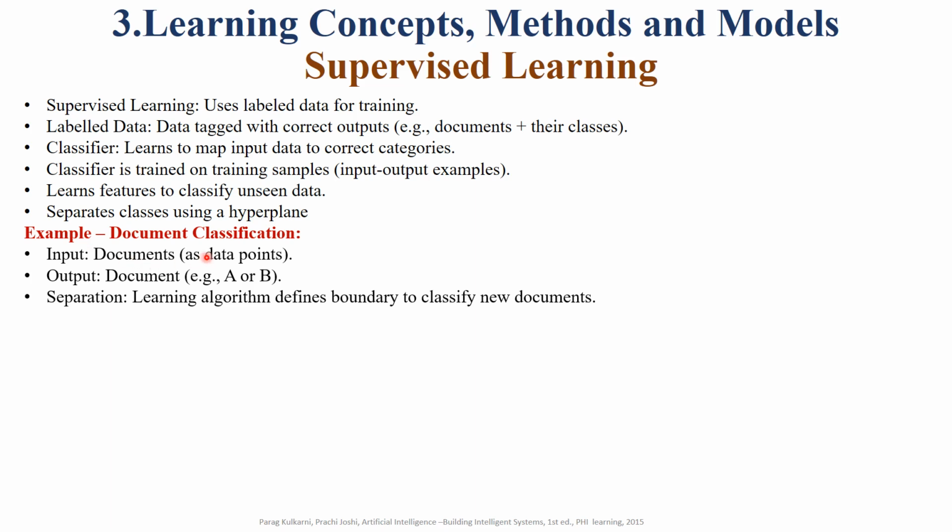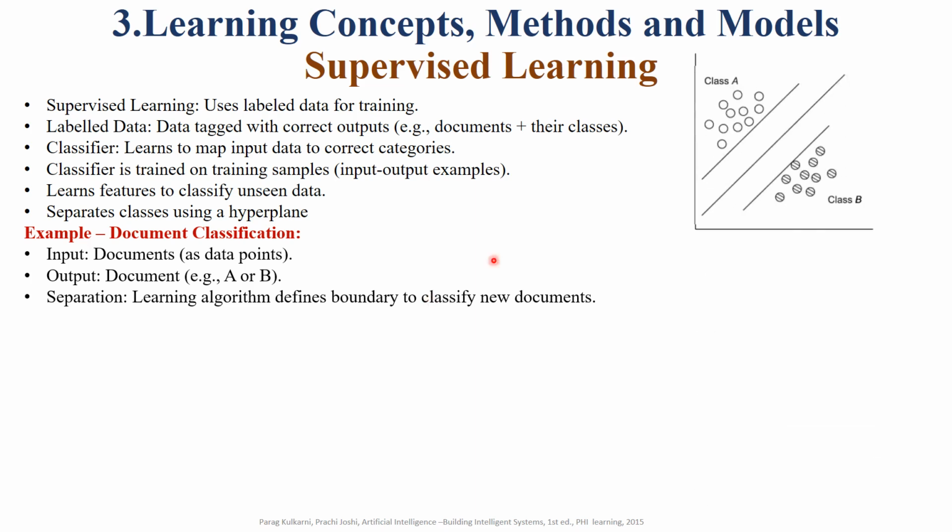For example, let us take document classification. The documents are the inputs which are represented as data points. The output would be to decide whether the document belongs to class A or class B. How is the separation made? The learning algorithm is going to define a hyperplane. It's defining a boundary based on which we classify the new documents. This is a very simple picture which tells you how a hyperplane is used to classify the points here. These points belong to class A and these points belong to class B.